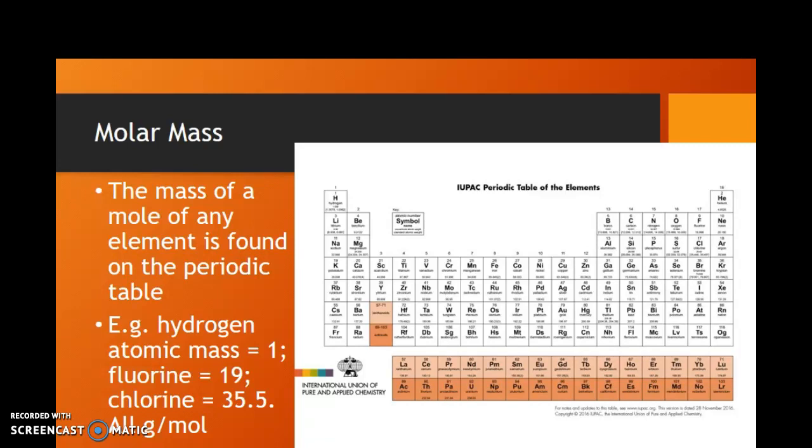For instance, the hydrogen atomic mass is 1. The fluorine atomic mass is, in round numbers, 19. And for chlorine, we've got 35.5. All of those are measured in grams per mole. So we now have a conversion factor of grams per mole.